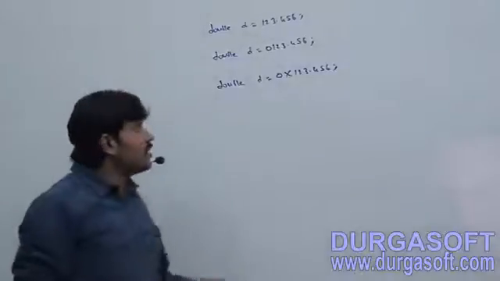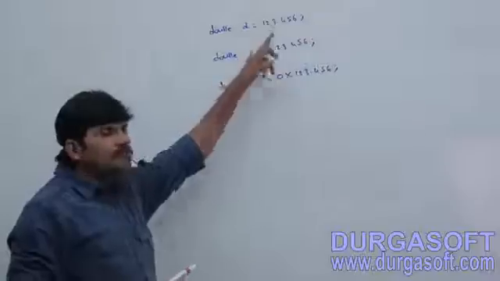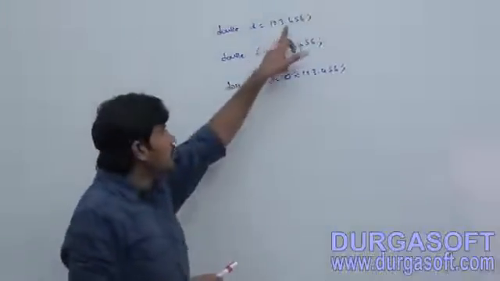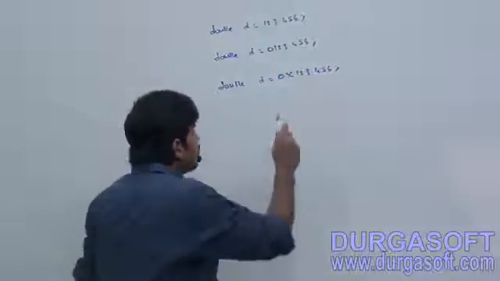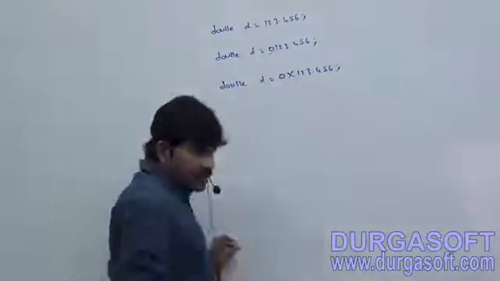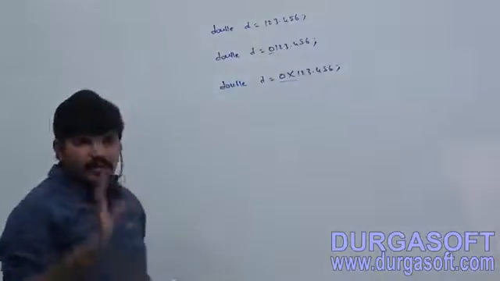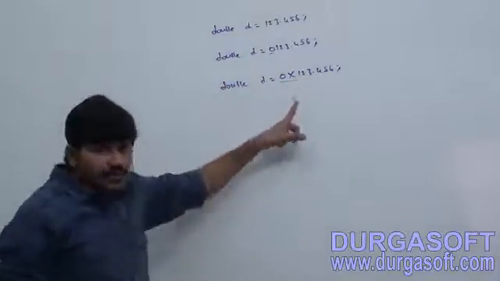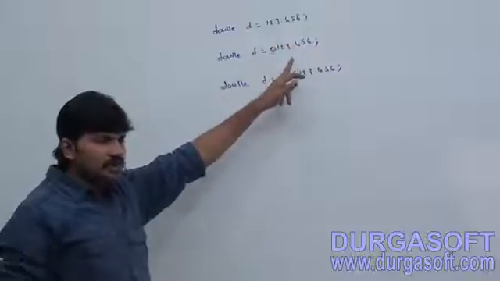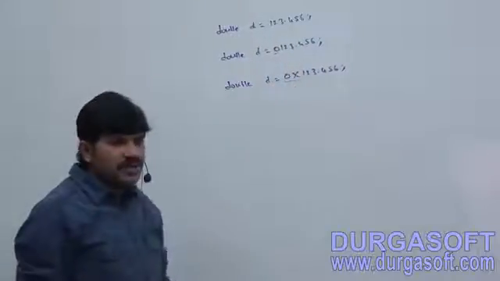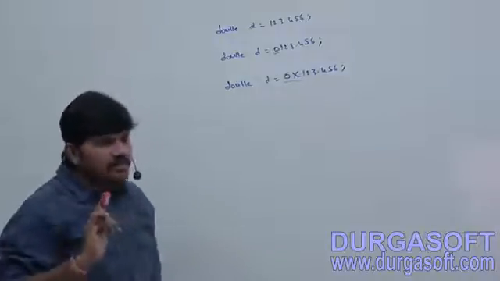I hope no explanation is required for these. The first one, by default, what type is it? Decimal. If a number is prefixed with 0, what is it? Octal. If a number is prefixed with 0x, what is it? Hexadecimal. First one is decimal, second one is octal, third one is hexadecimal, right? But make sure, very important, the compiler is ready to give a compile time error.